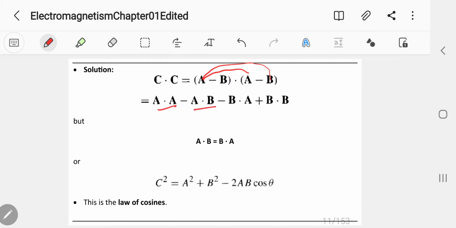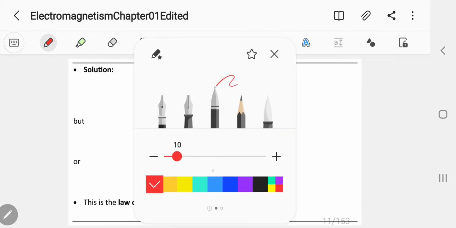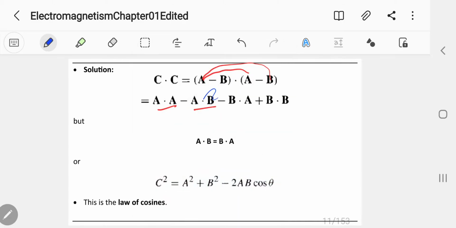And then you also distribute b to here and to here also. So this is negative a, negative b dot a. Then you have negative and negative, so this is plus b dot b. But a dot b is equal to b dot a.